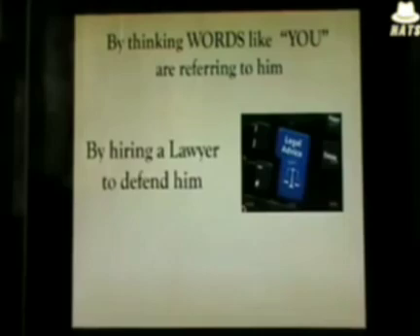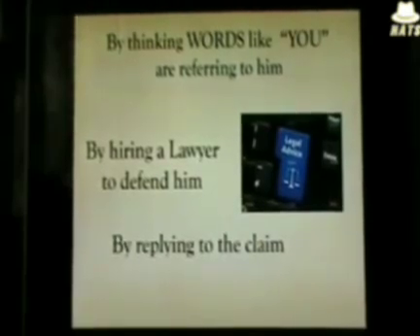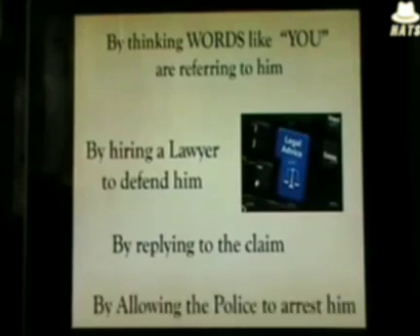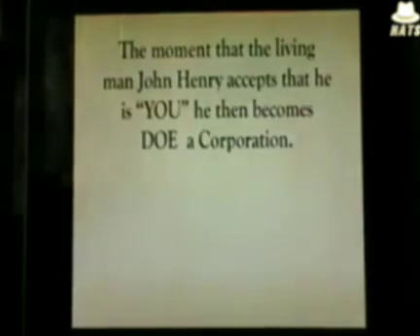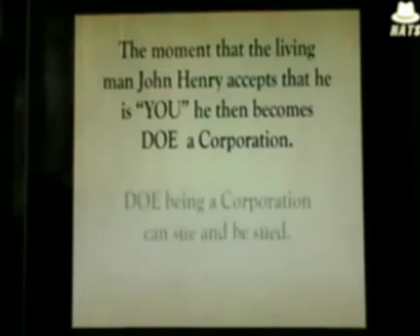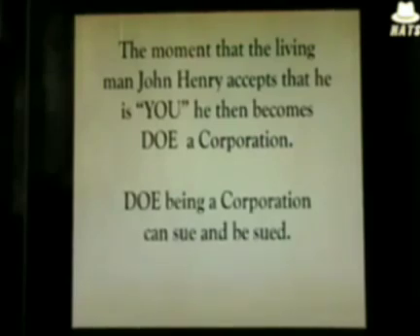By hiring a lawyer to defend him. By replying to the claim and not rebutting it or arguing with it. By allowing the police to arrest him. The moment that the living man, John Henry, accepts that he is you, he then becomes Doe, a corporation. Doe, being a corporation, can sue and be sued. And this is how they trick us all the time. John Henry cannot.